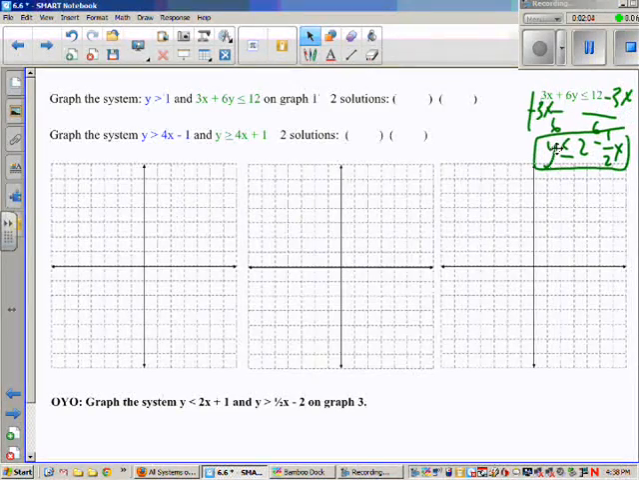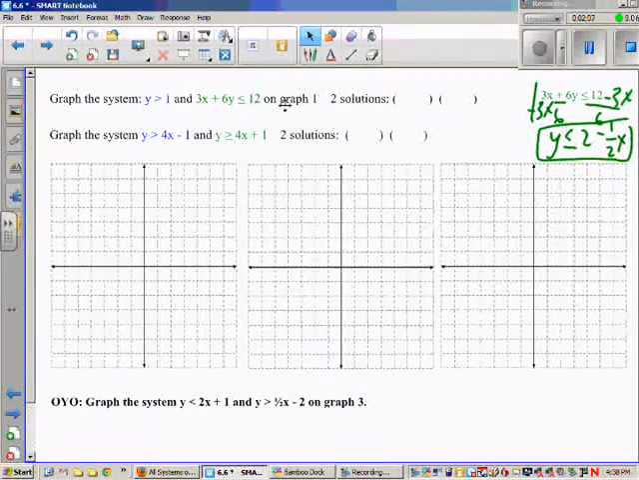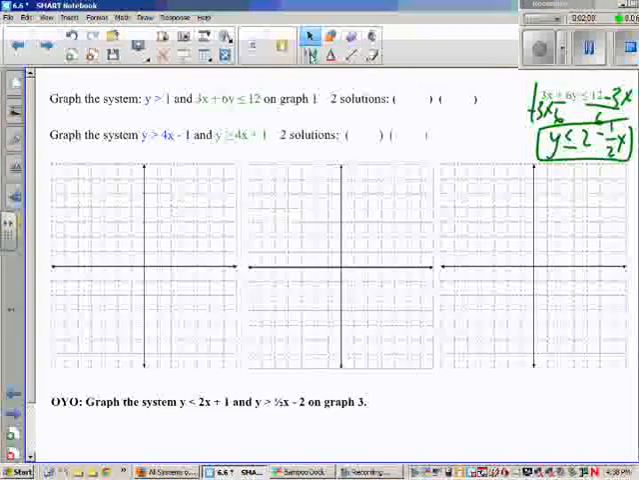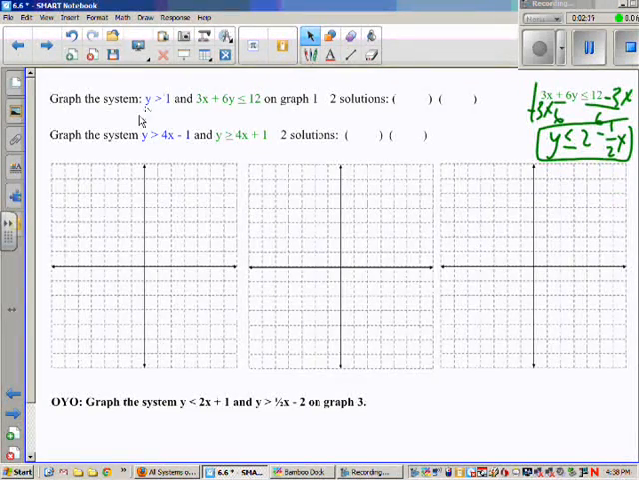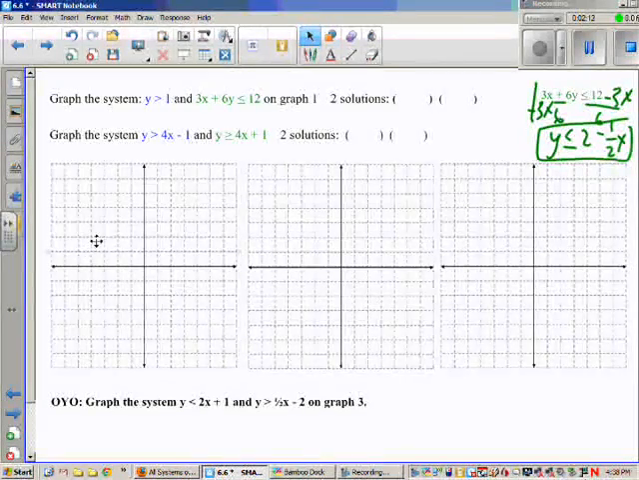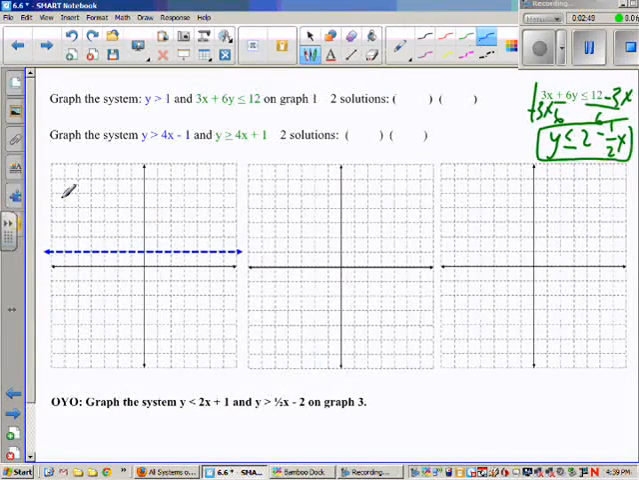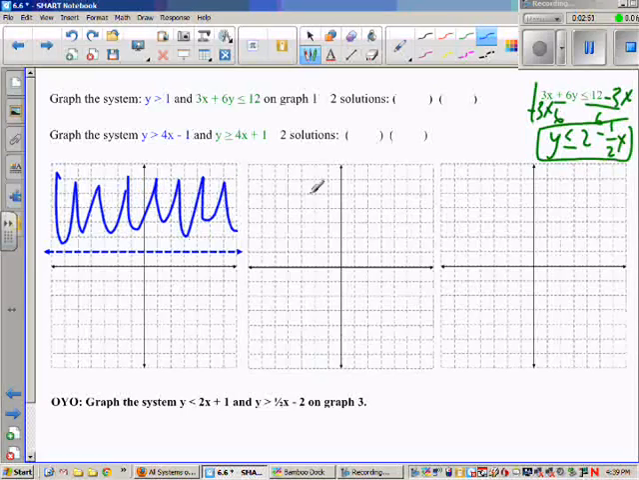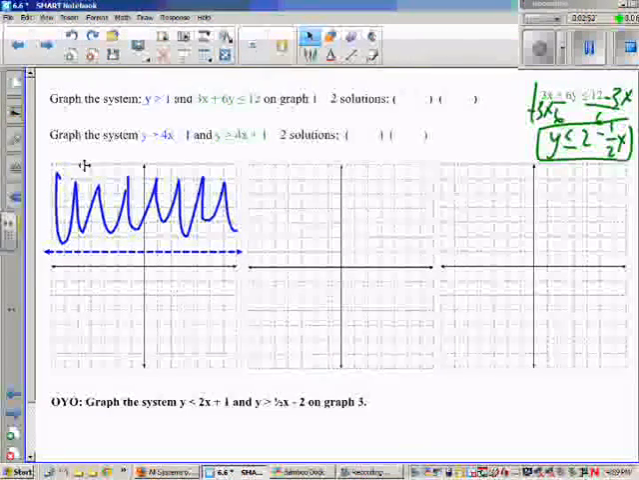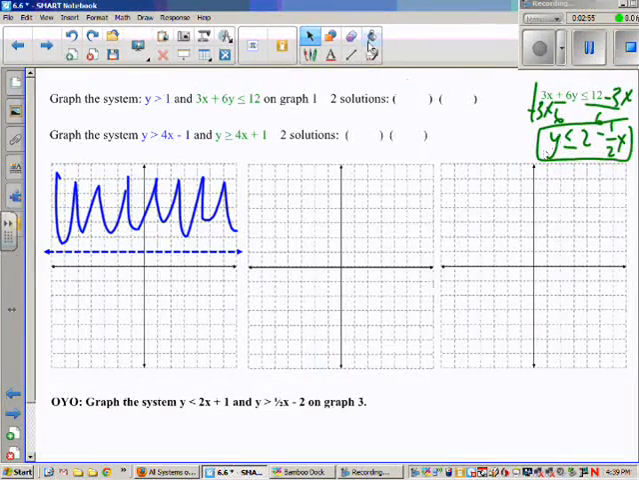Alright, so this inequality will be what is graphed here. And here we go. We have y is greater than 1. Greater than means it's going to be a dashed line. We're going to shade above. We'll go with the blue pen here. And then the green, that's this inequality over here.